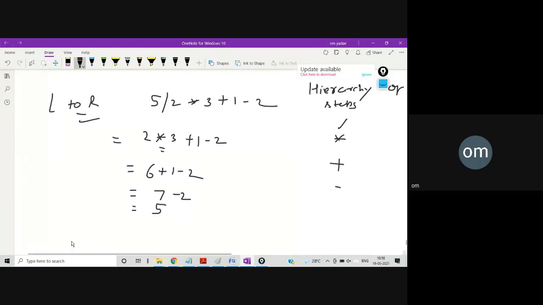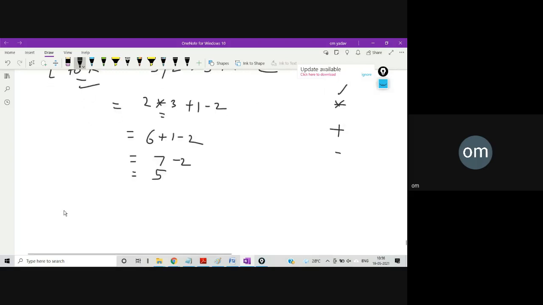The question may come like this: the expression will be given to you, and the question will say, evaluate the following expression, and also write the hierarchy of each and every step. So you must try to solve in this particular way, and on the right hand side you can make a column of hierarchy of steps where you must specify the operators which you will perform first. Okay, let's take one more example.